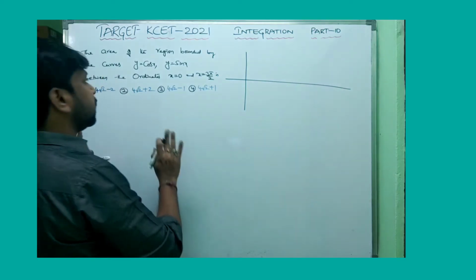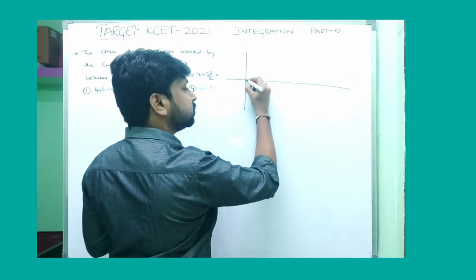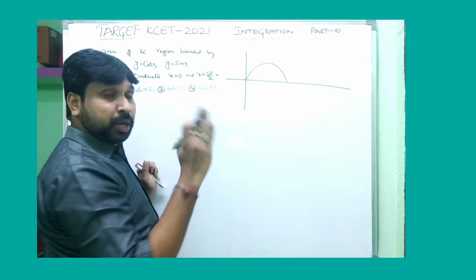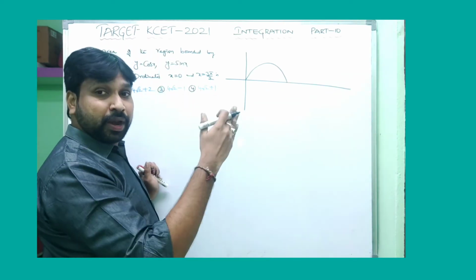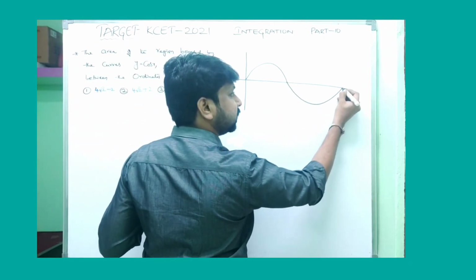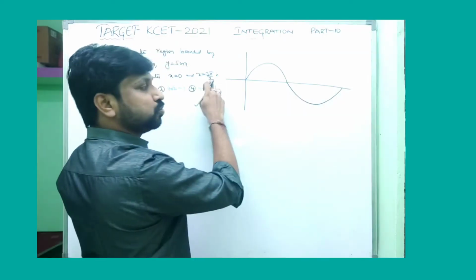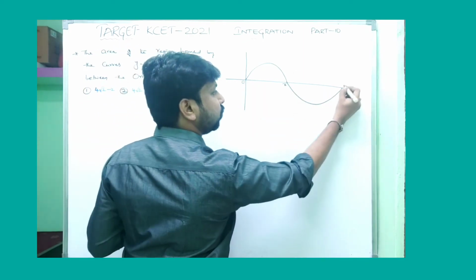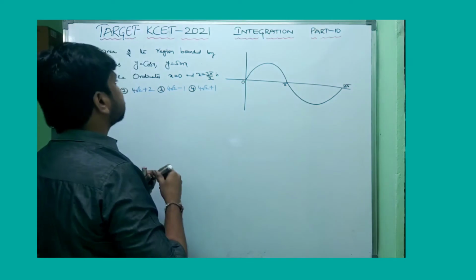So the logic is the same. Sin x is passing through the origin, then sin pi. This is 3 pi by 2. 3 pi by 2 means 270. So 180 plus, I need to take till 360. This is 360, so this is 270, somewhere here. 0, pi, 2 pi. Let's move to the next, the cos x graph.